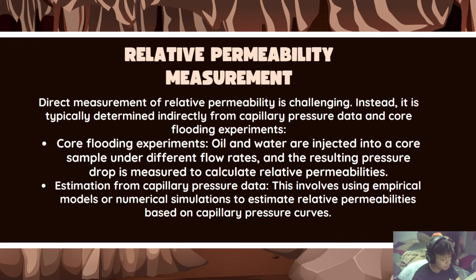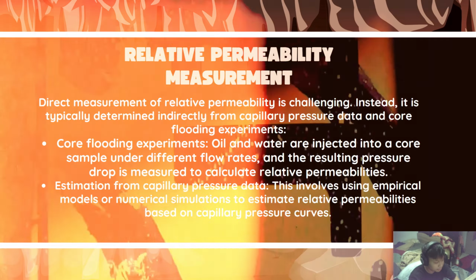For core flooding experiments, oil and water are injected into a core sample under different flow rates, and the resulting pressure drop is measured to calculate the relative permeability. And then for estimation from capillary pressure data, this involves using empirical models and numerical simulation to estimate relative permeability based on the capillary pressure curve.